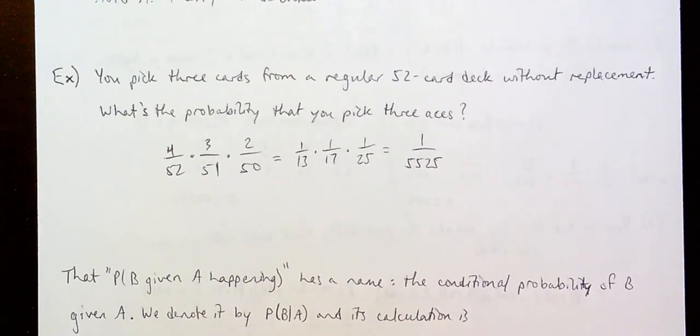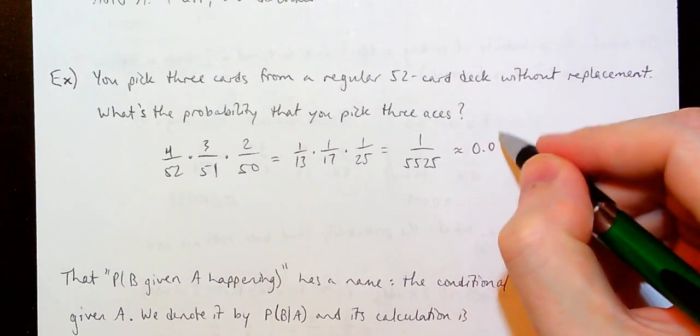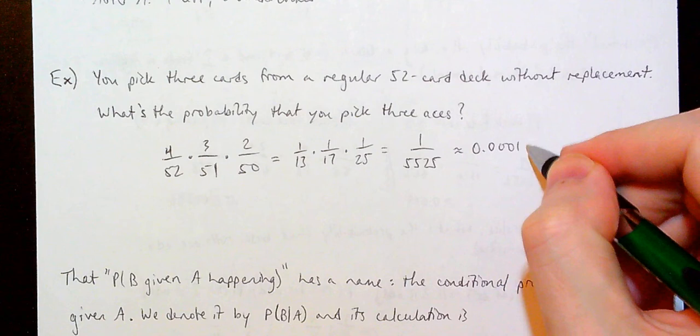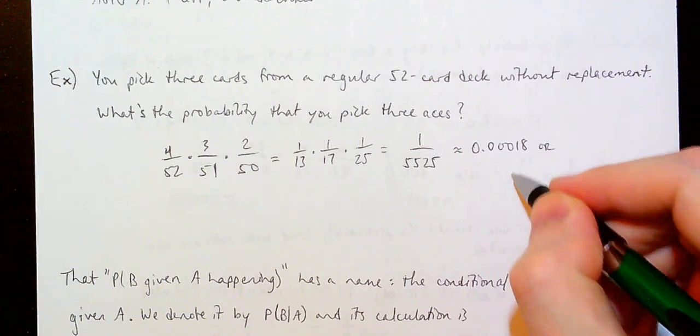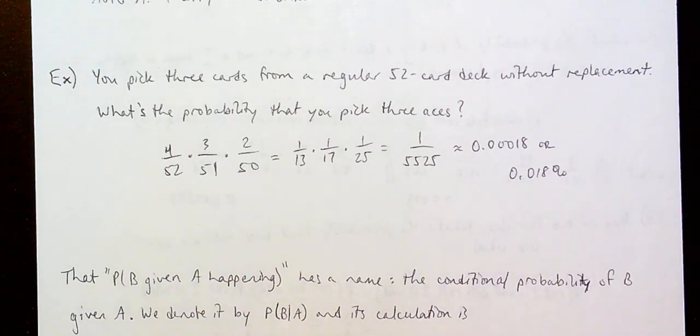1 over 5,525, which, if you write that as a decimal, is approximately 0.00018, or 0.018%. So very, very small chances of that happening. But it is possible.